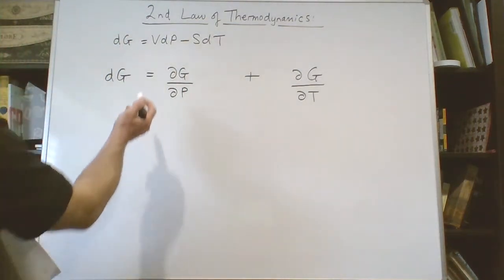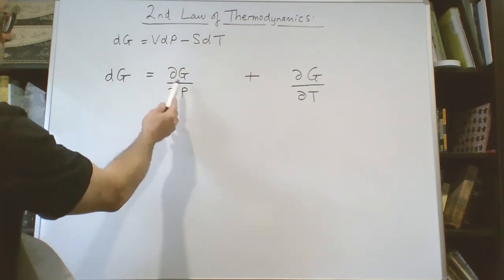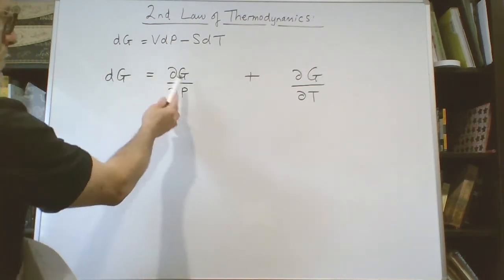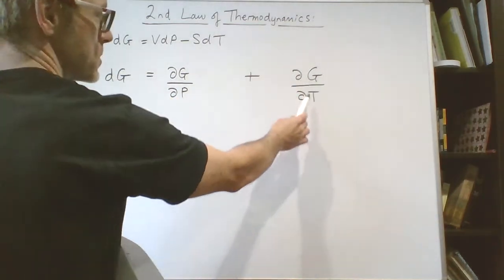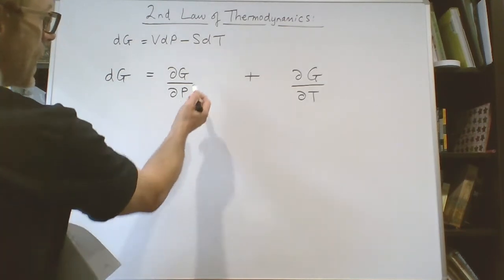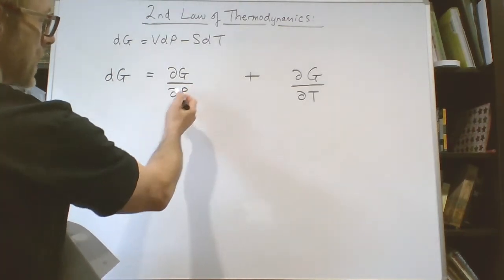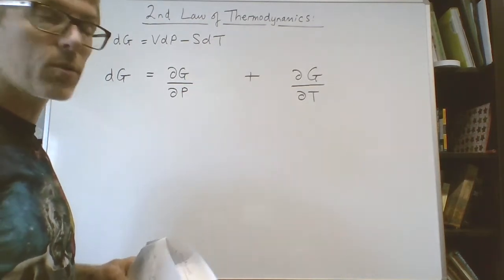The problem is I've killed my equality now, because there's no mention of pressure here, but there is a mention of pressure here. And there's no mention of temperature here, but there is a mention of temperature here. So essentially, I need to put something here that would cancel the effect of pressure, or at least would acknowledge the presence of pressure.